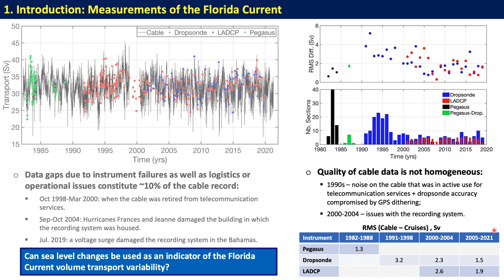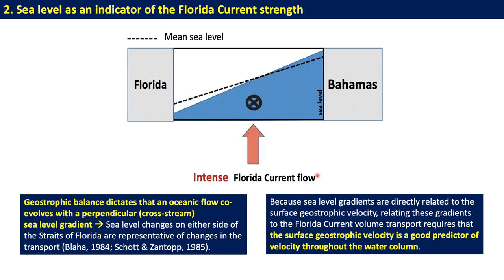So keeping all this in mind, the next question I'd like to discuss is, can sea level be used as an indicator of the Florida current transport variability? According to the geostrophic balance, an oceanic flow, especially a strong one such as boundary currents, co-evolves with a cross-stream sea level gradient. And it has been reported that sea level changes on either side of the Straits of Florida are representative of changes in the Florida current transport. So a stronger Florida current is associated with higher sea level on the Bahamas side and lower sea level along the Florida East Coast, and vice versa.